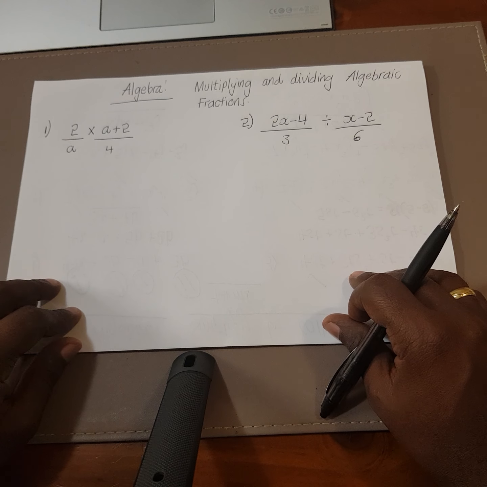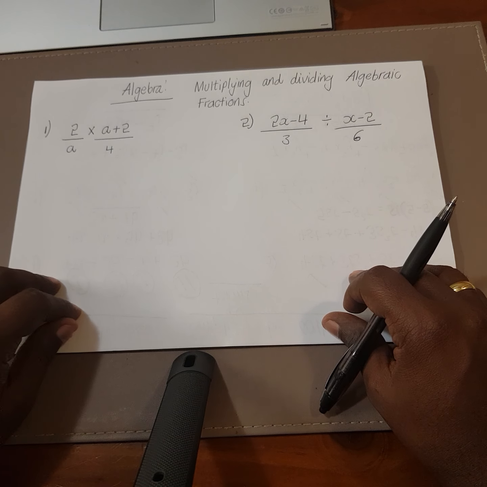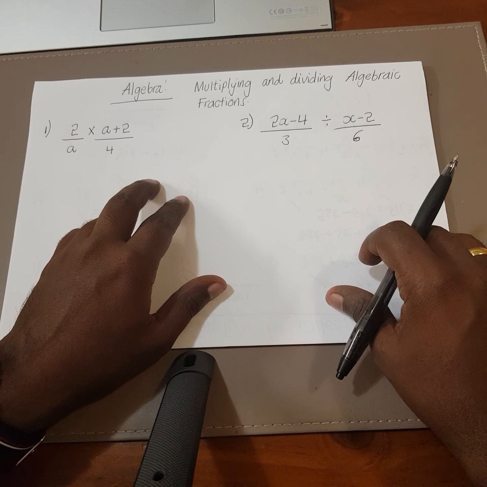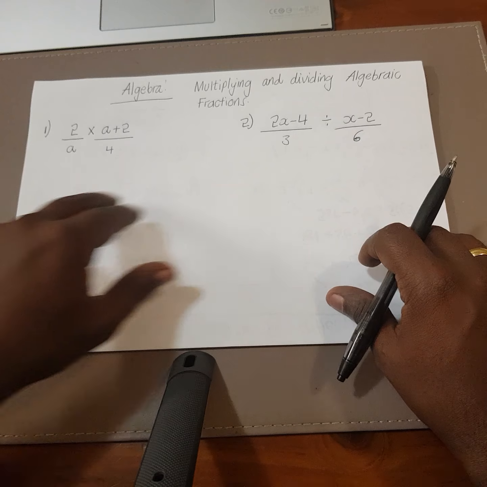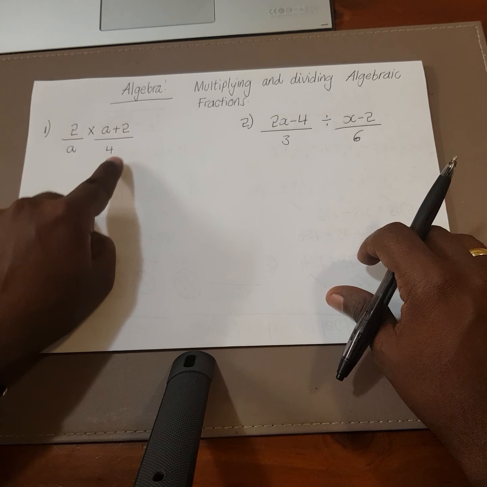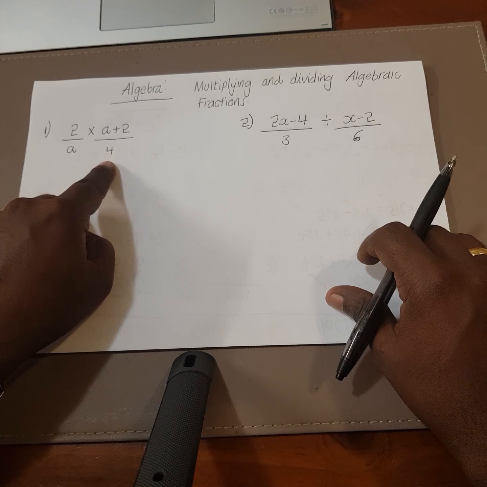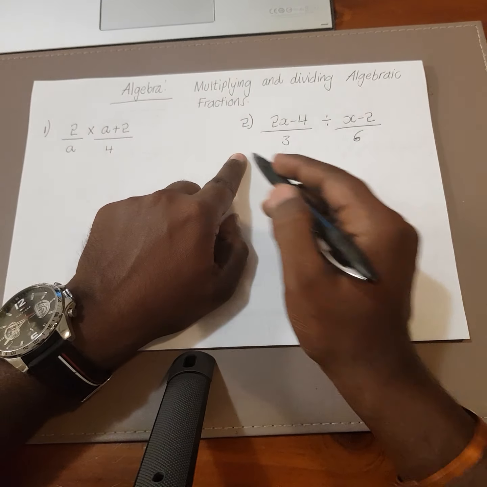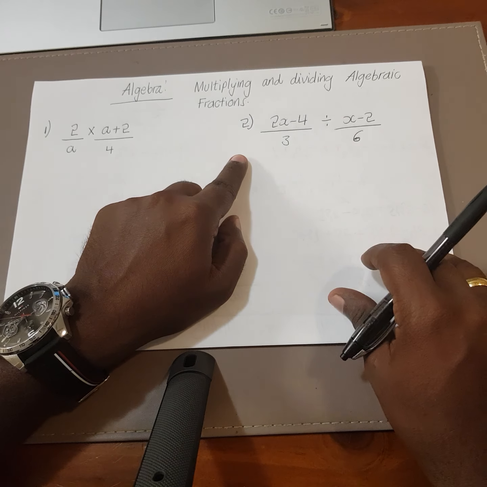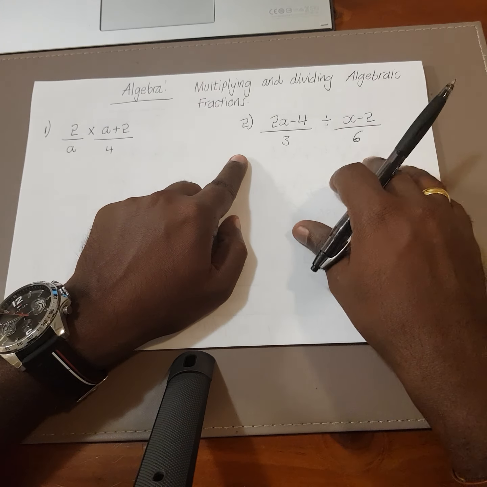Hi guys, in this episode of the series, we'll talk about algebra, multiplying and dividing algebraic fractions. So we've got two questions here. Question 1: 2 over a times (a plus 2) over 4, divided by 4. And then question 2: (2x minus 4) over 3 divided by (x minus 2) over 6.